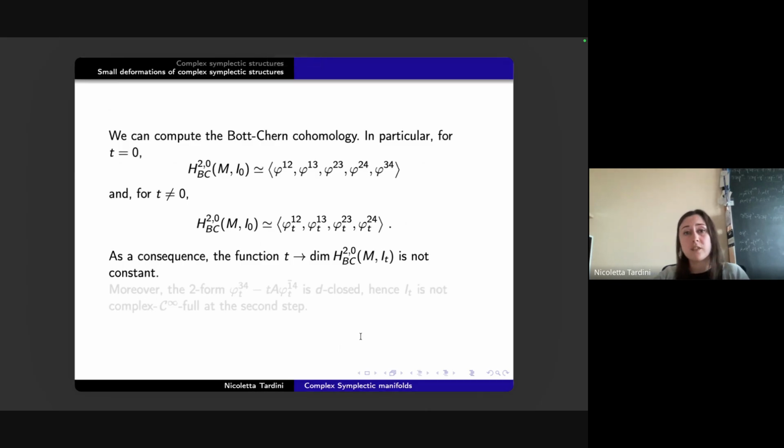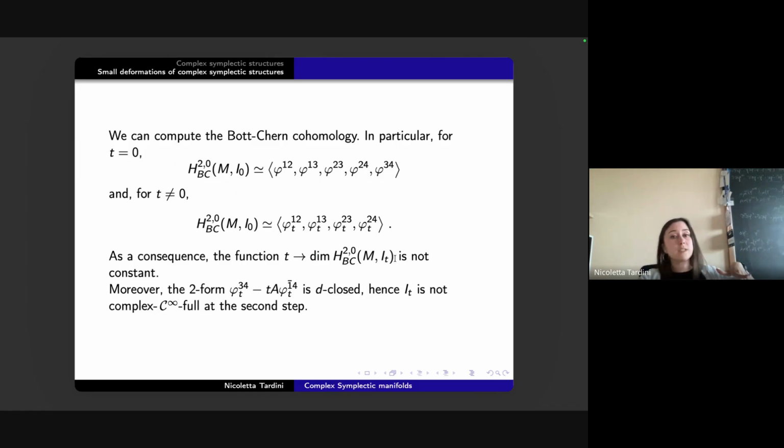But the sufficient conditions of our results are not satisfied, because you can compute the Bott-Chern cohomology. In particular, for t equals 0, you compute explicitly H^{2,0} Bott-Chern, and it has dimension 5. But for t different from 0, H^{2,0} Bott-Chern has dimension 4. So as I said, the dimension of the Bott-Chern cohomology is an upper semi-continuous function depending on t. In this particular example, the dimension is dropping from 5 to 4. So this function is non-constant, and the sufficient condition we saw before was not satisfied.